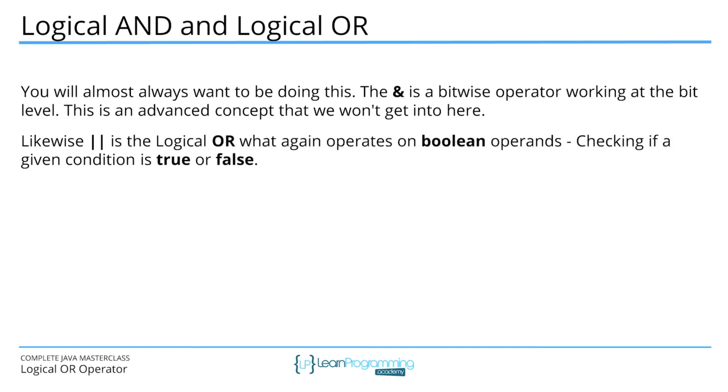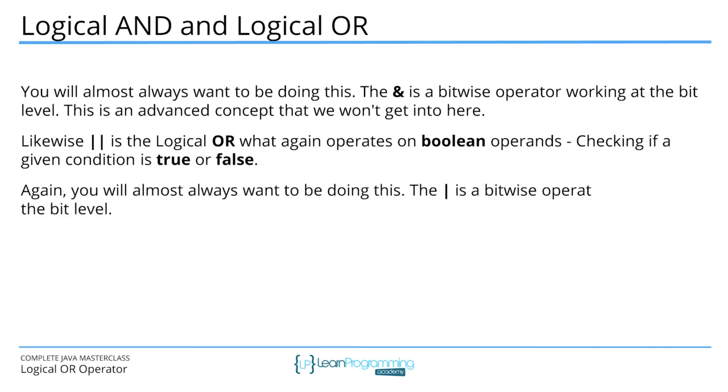And likewise, the two pipes is the logical OR, which again operates on Boolean operands, again checking if a given condition is true or false. And again, you'll almost always be wanting to do this. The single OR, the single pipe, that's a bitwise OR operator working at the bit level, and again, not something you generally would be needing to do. All right, so let's swing back to the code.